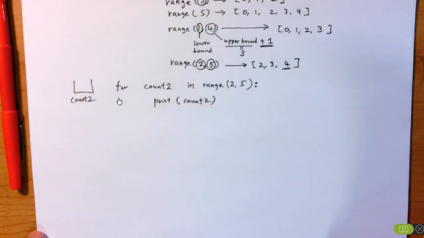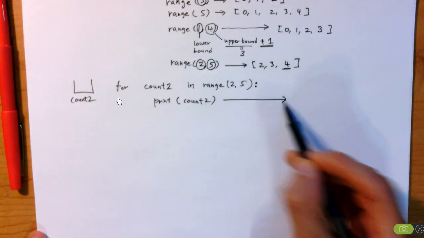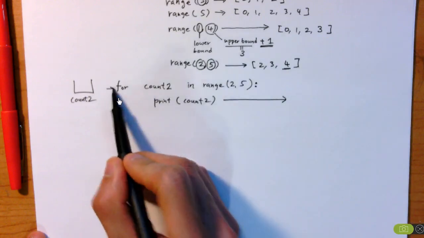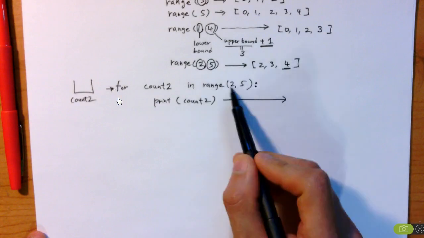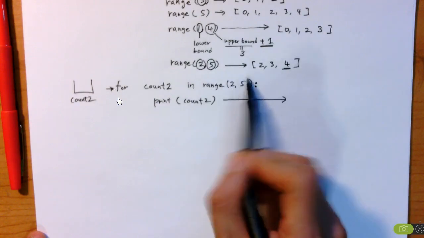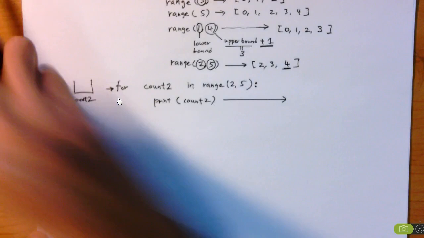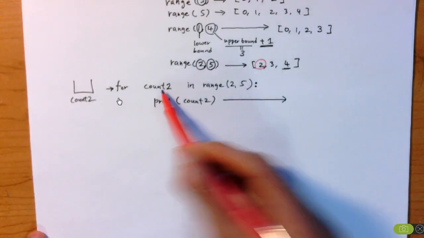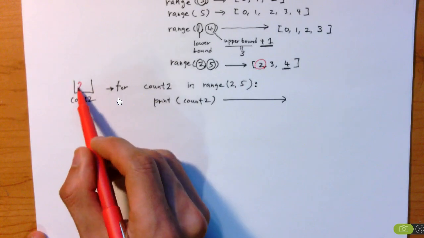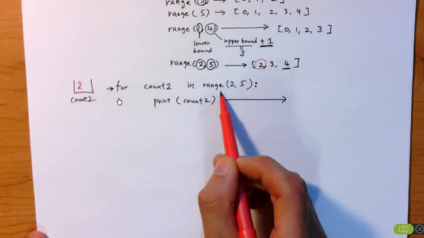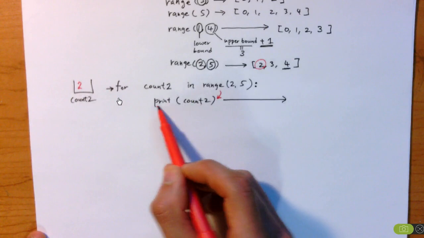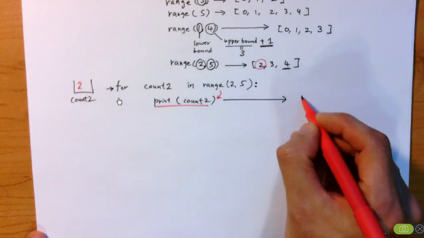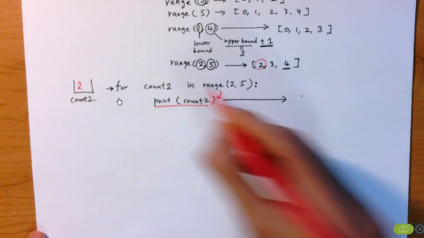count2. So first, it'll execute this loop header, right? So first, the count value is a 2, so at the beginning it's a 2. So it's going to execute this statement, and this code will display 2.